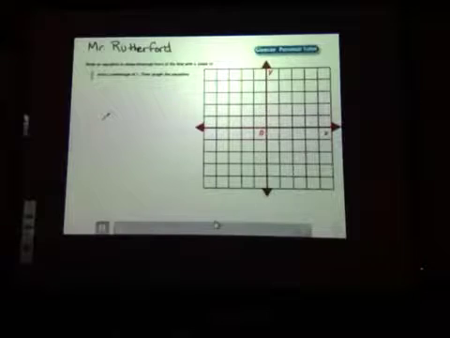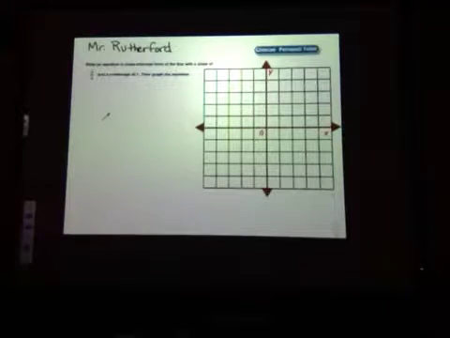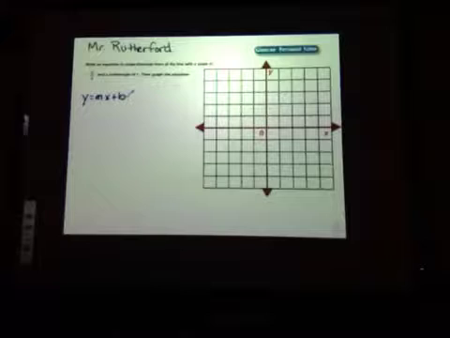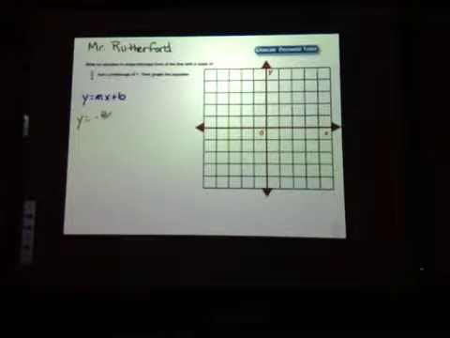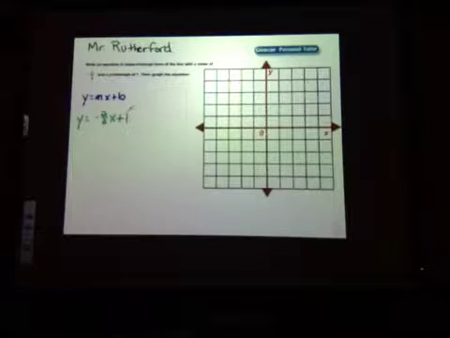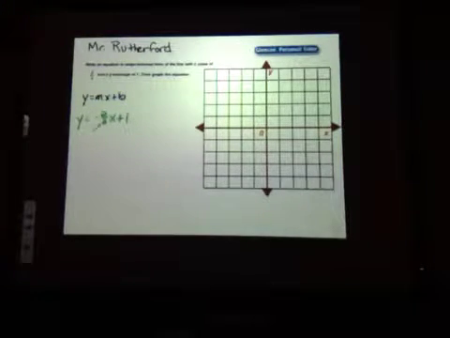Write an equation in slope-intercept form of a line with a slope of -2/3 and a y-intercept of 1. Then graph the equation. First, we need to remember that slope-intercept form is y equals mx plus b, where m is the slope and b is the y-intercept. We're given both of these things, so we can write our equation. So it will be y equals -2/3 x plus 1, because our slope is -2/3 and our y-intercept is given as 1.